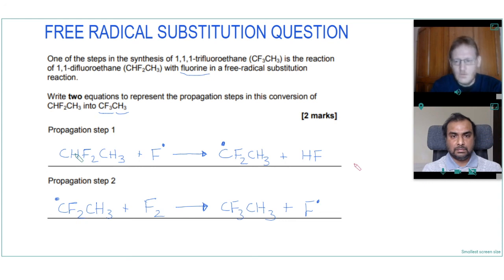And with this, we could get further substitution here as well, because there's still more hydrogens to be swapped for more fluorines. So the CF3CH3 could start reacting with the fluorine free radicals. Oh yeah, of course. Further substitution.